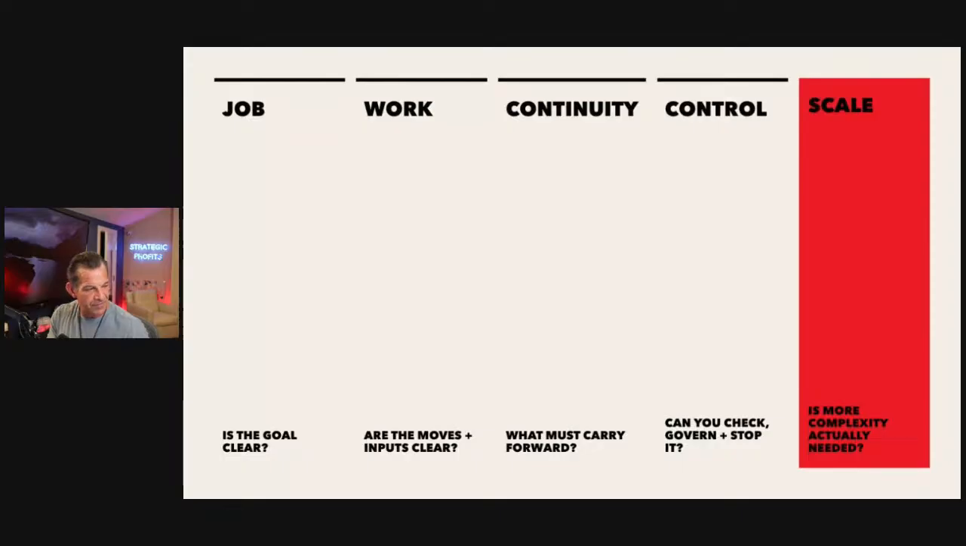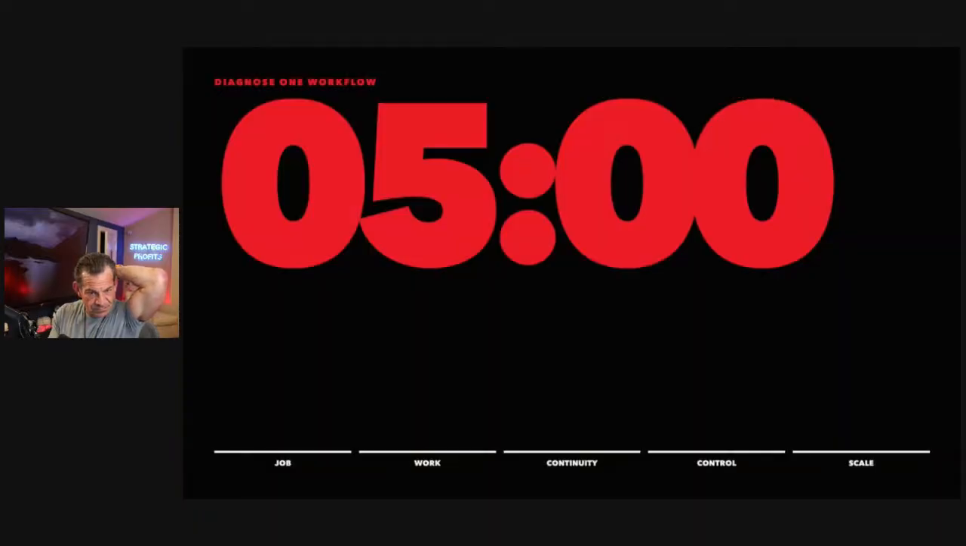Is the goal clear? Are the moves and inputs clear? Did that work? What must carry forward from one step to the next step, right? The continuity. What are all the rules? Like, what are all the guardrails? Human in the loop, etc. And have you turned it into a skill if it's something you do frequently and you haven't yet formalized it? So now you're supposed to have 5 minutes, mark what's clear, what's missing, what is not needed. All right, we're not going to do that, obviously.